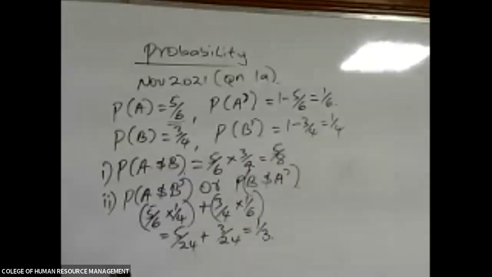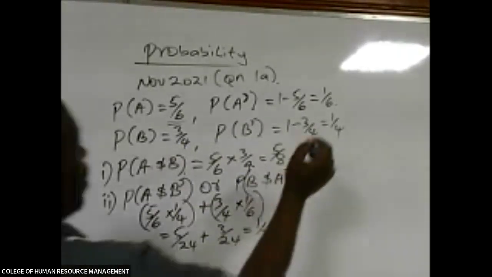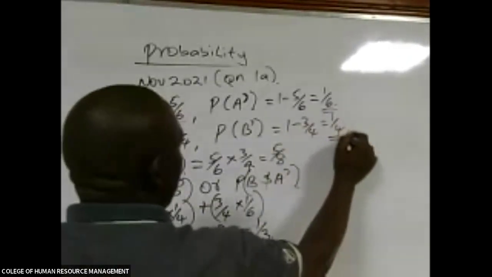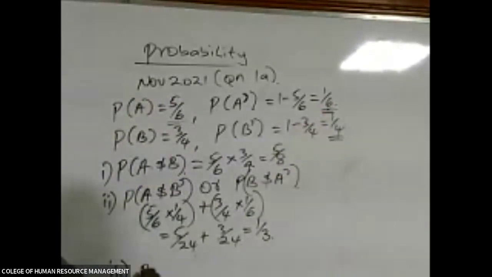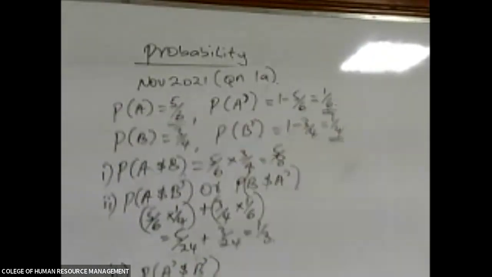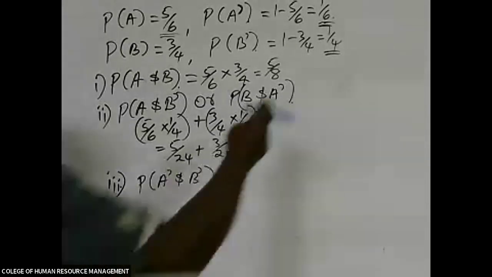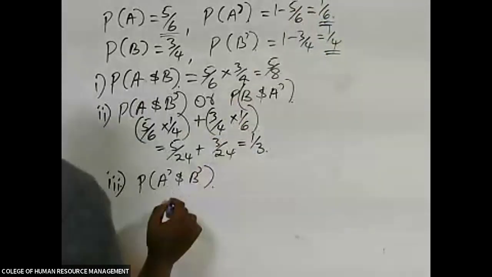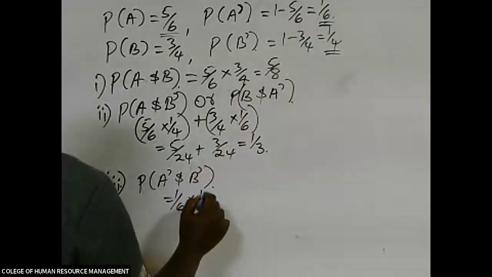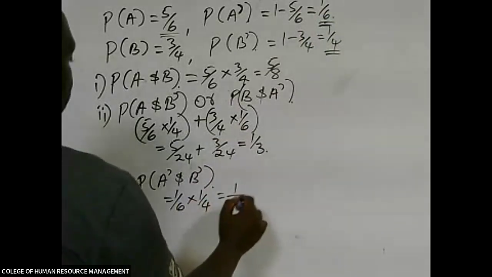Last three, Roman 3. It is late on both terminals, meaning that it is late here and late in B. Probability that it is late in A and late in B, late in both terminals. So you multiply the probabilities of being late, which will be equal to 1/6 times 1/4, which will be 1/24. And that question is done.